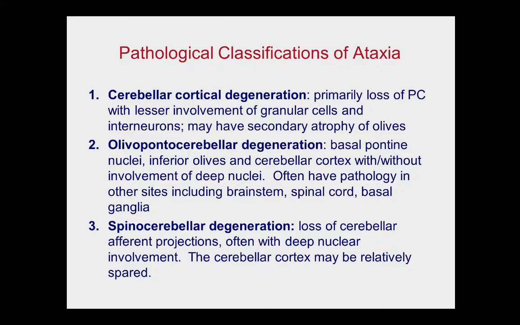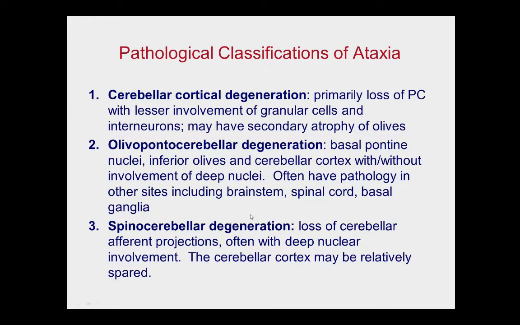Olivopontocerebellar degeneration is quite striking, like what I showed you previously, with really severe atrophy of the basal pons and atrophy of the olives, along with cortical atrophy of the cerebellum. In a number of conditions, particularly some of the hereditary spinocerebellar ataxias, that's also accompanied by involvement of other parts of the brain that may or may not be related to the cerebellar system.